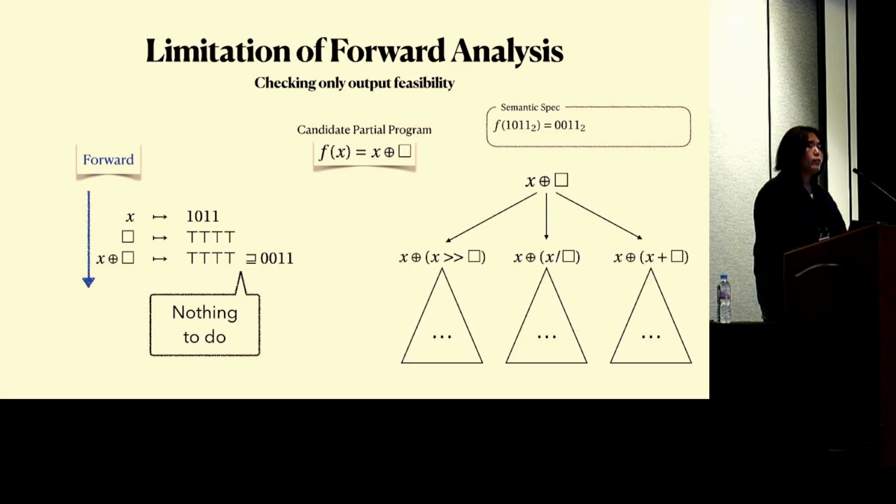However, relying solely on forward analysis has a limitation. It just tells us the feasibility of a partial program, but not how to complete it. For example, the forward analysis determines that the partial program x XOR hole is feasible, but it does not tell us how to complete the hole.